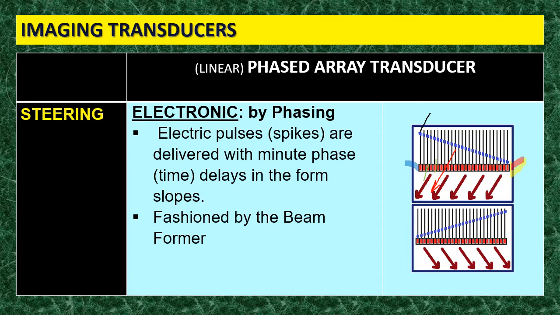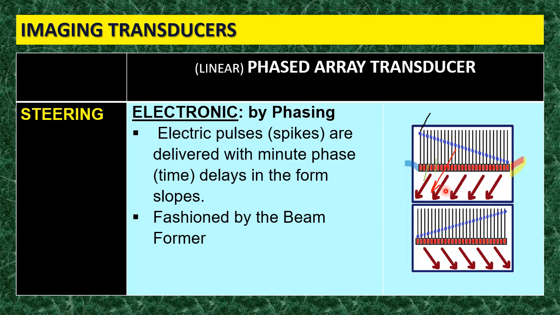What happens if I want to get the beam a little bit closer to the midline here? I will send the electric pulses in a different slope. I will get the slope having this direction, like this, and then another slope, and then another slope, till I reach this pattern here. So this slope and this slope will send the beam in a different direction. So sound pulses with different directions are steered via electronic phasing.